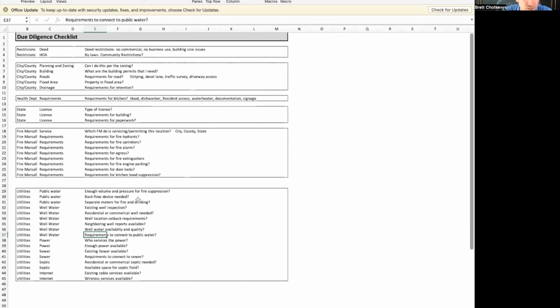So a lot to consider there regarding water. It is much, much easier if you have public water. All this well kind of stuff can be very, very expensive. Let's see, power is next.